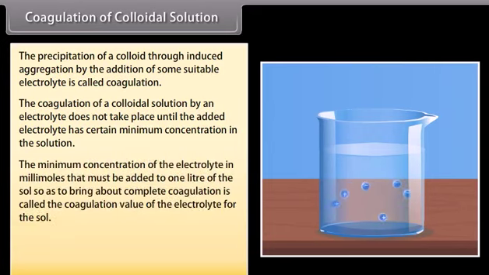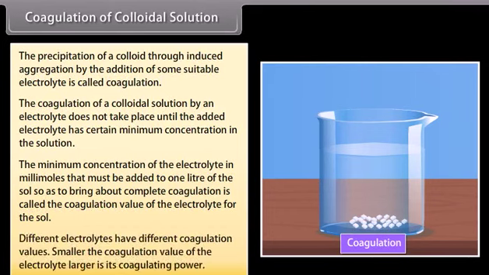The minimum concentration of the electrolyte in millimoles that must be added to 1 liter of the sol so as to bring about complete coagulation is called the coagulation value of the electrolyte for the sol. Different electrolytes have different coagulation values. Smaller the coagulation value of the electrolyte, larger is its coagulating power.